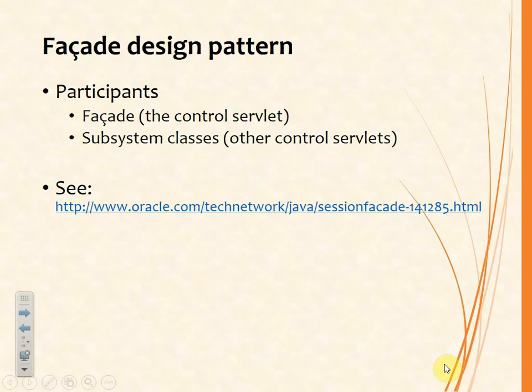So we might decide that there needs to be a facade for the student part of the application, or there needs to be a facade for the lecturer part of the application. So you're not limited to one facade. Wherever you have a subsystem, and there's complexity in terms of clients interacting with that subsystem, you can simplify that by making use of a facade for that subsystem.